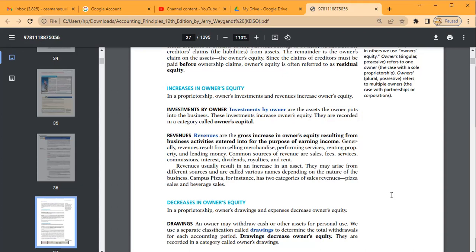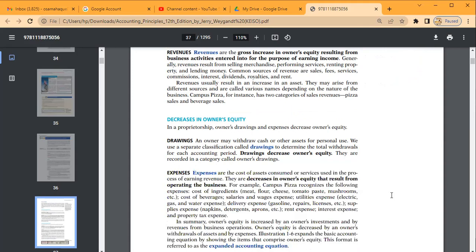The formula for working capital is current assets minus current liabilities. What was the formula? Current assets minus current liabilities. You know, right? What are current assets? What are current liabilities? Should I repeat it? No, I know.